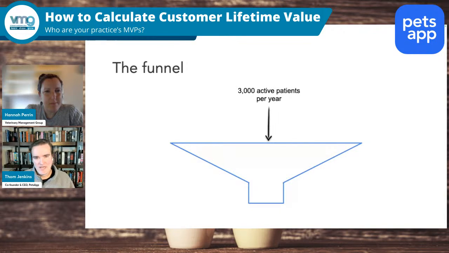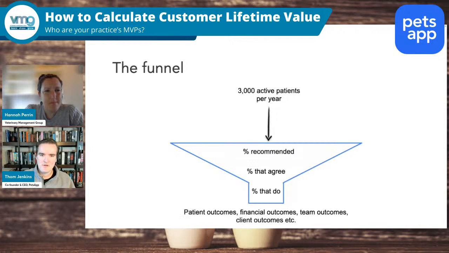And the input for your average practice are those 3,000 active patients per year. And then for those 3,000 active patients, you will make some recommendations. So what percentage of those 3,000 active patients will you recommend a dental to? What percentage will agree with that recommendation? And what percentage will actually do it? So you've got your percent recommendation, your percent concordance, and your percent adherence.